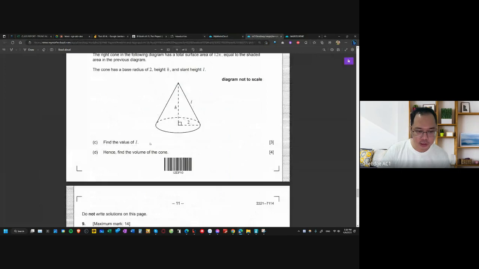We've done this thing about the volume, just 1/3 the area of the base, which is the area of the circle, pi times the radius squared, and then times the height. The height here is found by using the Pythagorean theorem, L squared minus 2 squared. Do we know L? Find the value of L. Okay, find the value of L here first.